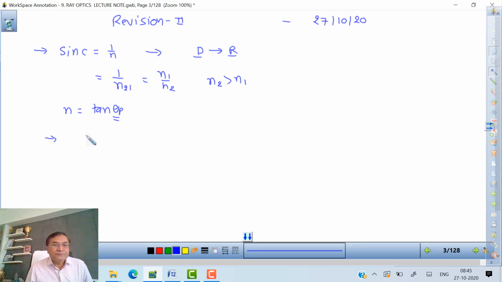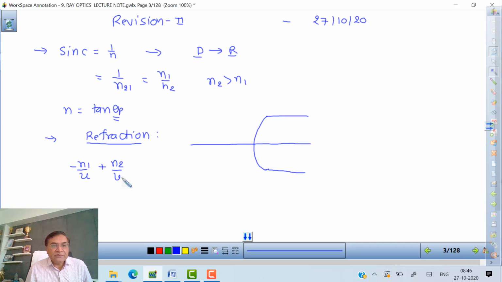Then we go for refraction at curved surface. So suppose this is the medium which differs here. Okay. So we have the formula minus n1 upon u plus n2 upon v is equal to n2 minus n1 upon r, where n1 is the refractive index where the object is placed. n2 is the refractive index of the other side, u is the object distance, v is the image distance, r is the radius of curvature.